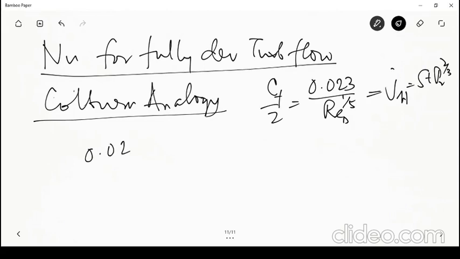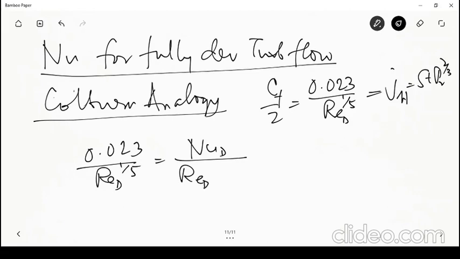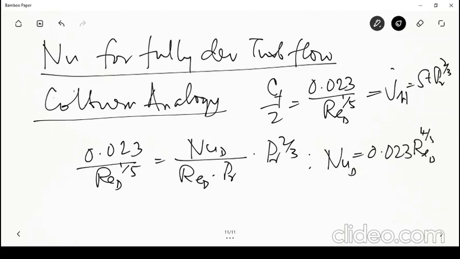Which is nothing but 0.023 divided by Re_D to the power of 1/5, which is equal to the Nusselt number Nu_D divided by Re_D times Pr, multiplied by Pr to the power of 2/3. So if I take this, then I can write Nu_D is equal to 0.023 times Re_D to the power of 4/5 times Pr.